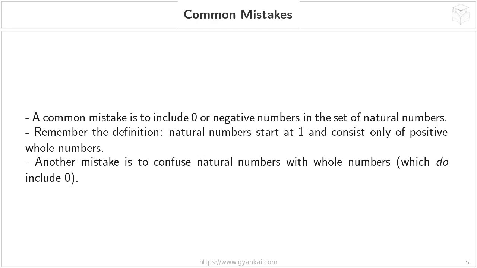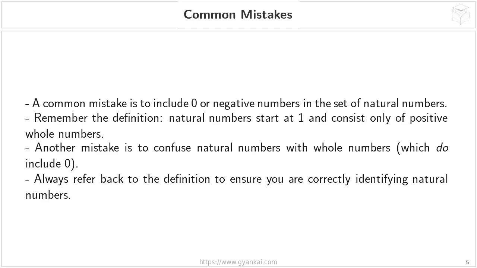The slide then points out, another mistake is to confuse natural numbers with whole numbers, which do include 0. This is a very frequent error. Whole numbers are the natural numbers plus 0. So, the set of whole numbers would be 0, 1, 2, 3, and so on. See the difference? Natural numbers exclude 0, while whole numbers include it. We'll likely cover whole numbers in a future tutorial, but it's good to be aware of how they differ right now. Finally, the slide states, always refer back to the definition to ensure you are correctly identifying natural numbers.